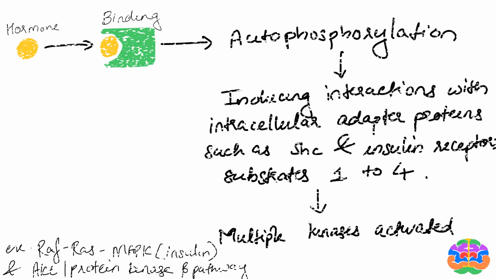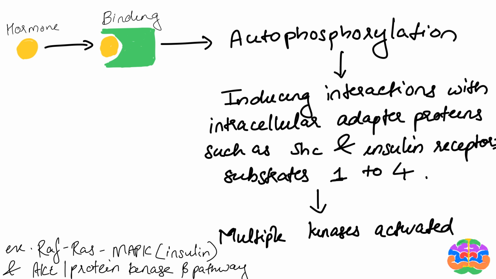So, if we look at the mechanism of action here, once the hormone is recognized by the receptor, it causes binding and formation of a hormone receptor complex, which leads to an autophosphorylation reaction, inducing interactions with intracellular adapter proteins such as SHC and insulin receptor substrates 1 to 4. SHC is a signaling molecule that connects cell surface receptors to intracellular signaling pathways.